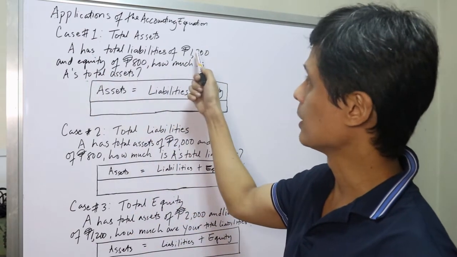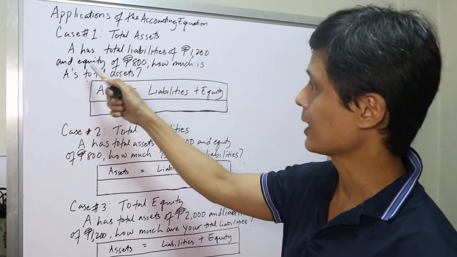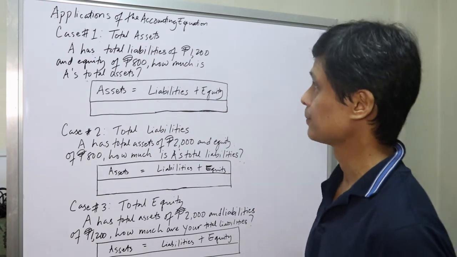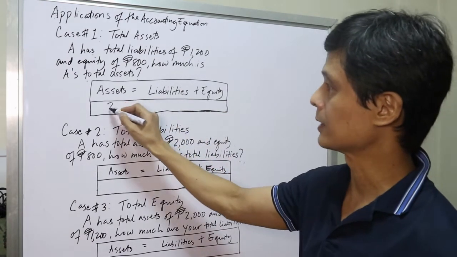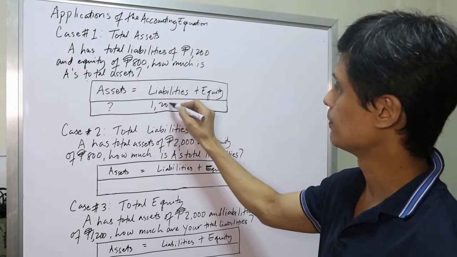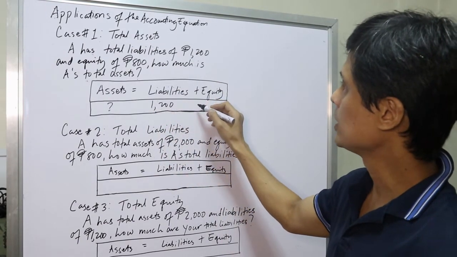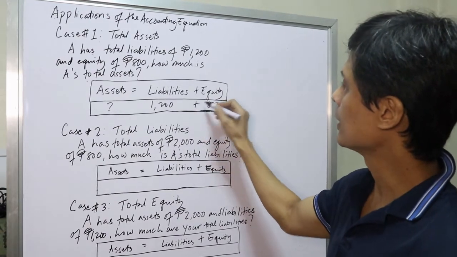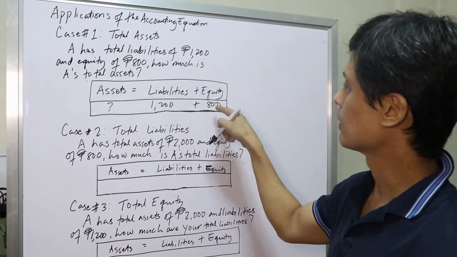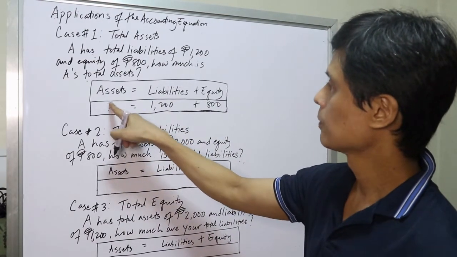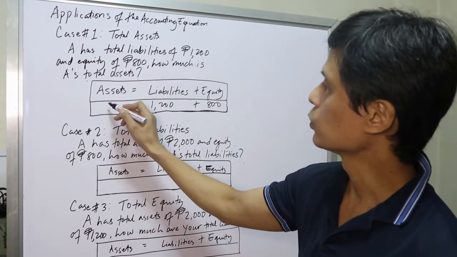A has total liabilities of 1,200 and equity of 800. So how much is A's total assets? So the missing here is the total assets. Yung liabilities niya is 1,200 and the equity is 800. So if you add this, 1,200 plus 800 will give you total assets of 2,000.